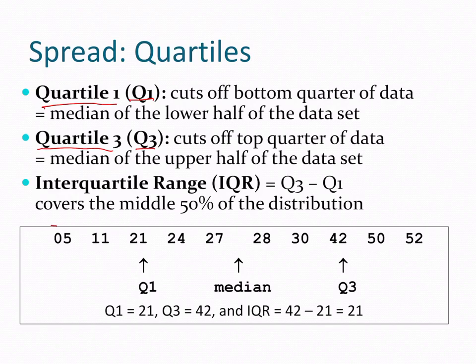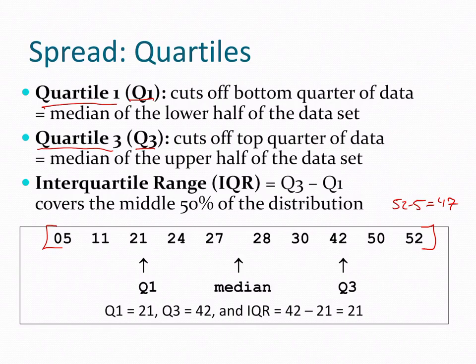So here's our data set that we've been using quite a bit, where we have our spread from 5 to 52, and the range on this one is going to be 52 minus 5, which equals 47. Now we're going to talk about the quartiles.